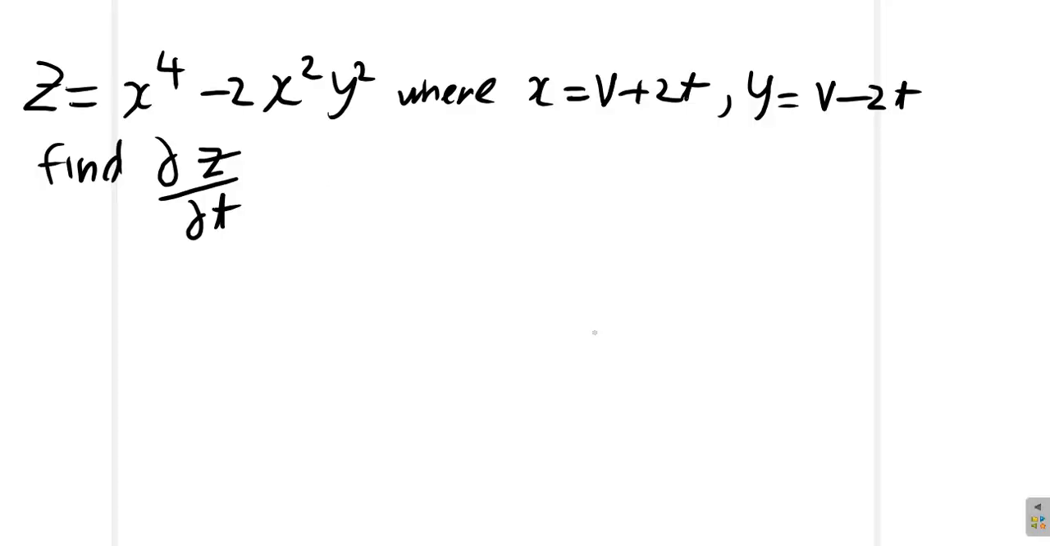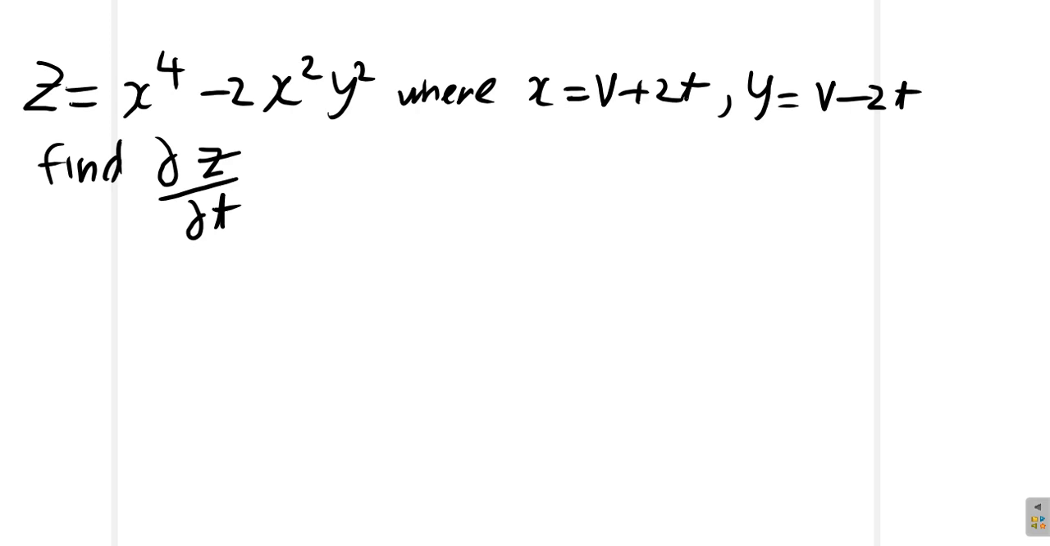We have this question from our exercise on change of variables in partial derivatives. z is equal to x to the fourth minus 2x squared y squared. So here z is a function of x and y. But x and y are functions themselves. x is equal to v plus 2t and y is equal to v minus 2t. You're to find the partial derivative of z with respect to t.